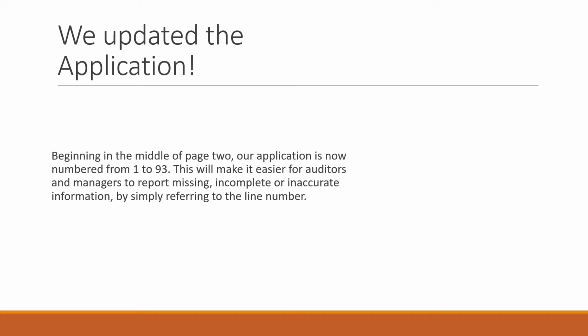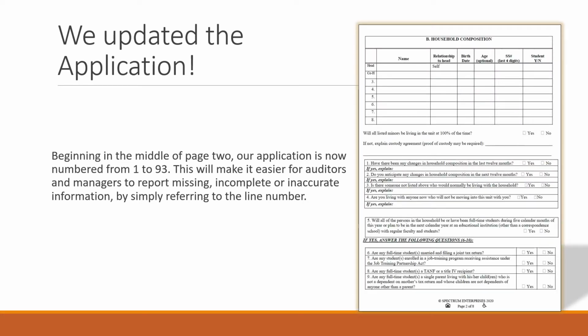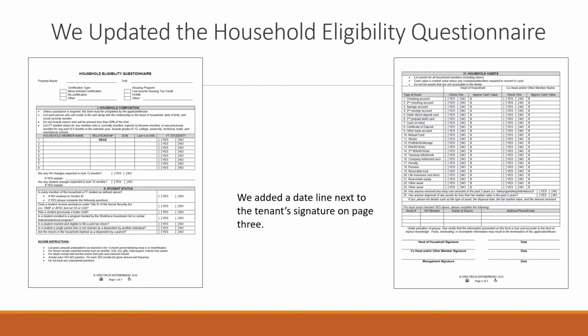We updated the application. Beginning in the middle of page 2, our application is now numbered from 1 to 93. This will make it easier for auditors and managers to report missing, incomplete, or inaccurate information by simply referring to the line number. We updated the Household Eligibility Questionnaire, and this update comes from you, our LIHTC community, so thank you for your input. We added a date line next to the tenant's signature on page 3.